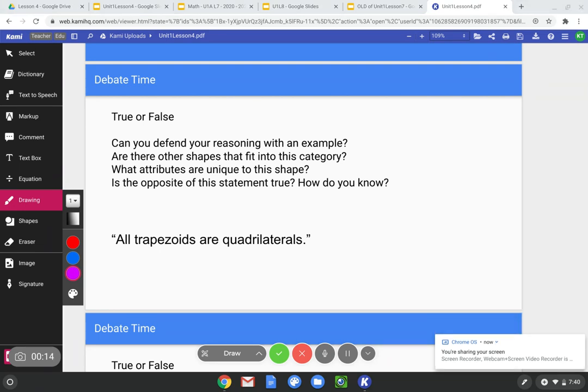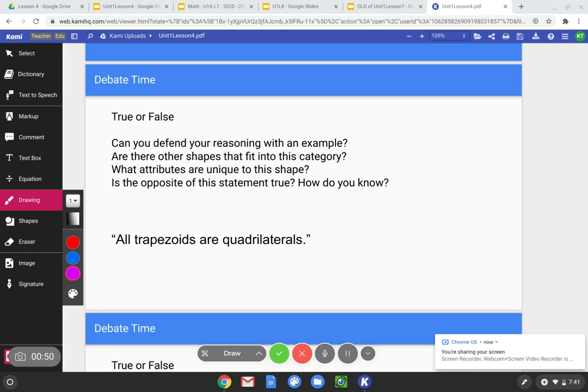Now, the activity that we are going to be doing is a true and false. So, when we do these true and false, we need to be able to defend our reasoning with an example. We need to be drawing pictures and describing why our answer, true or false, is correct. We're using attributes to classify these shapes, okay? So we want to make sure that our pictures are labeled and very descriptive, so there is no question about where we stand.